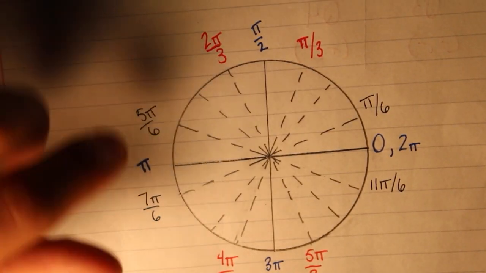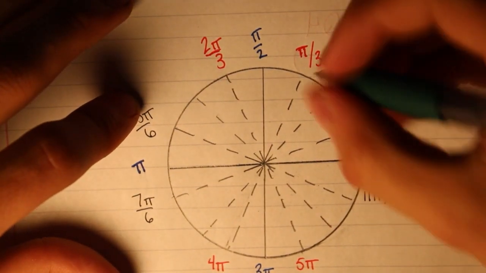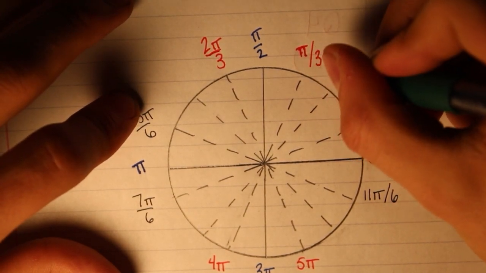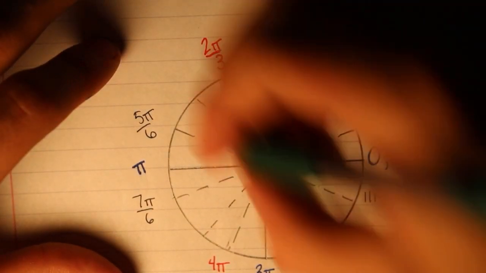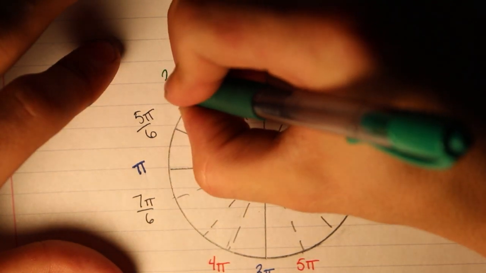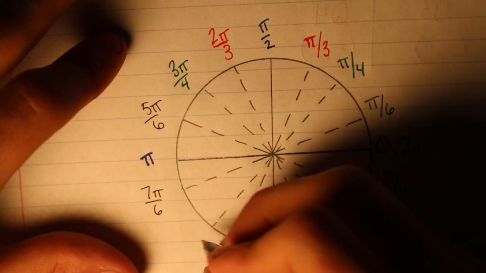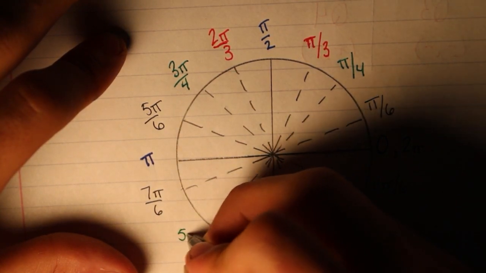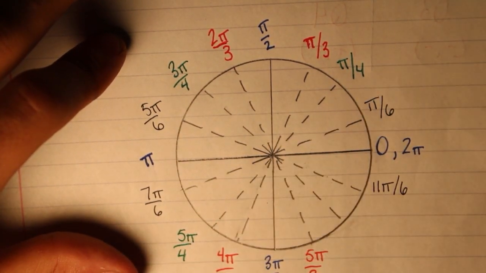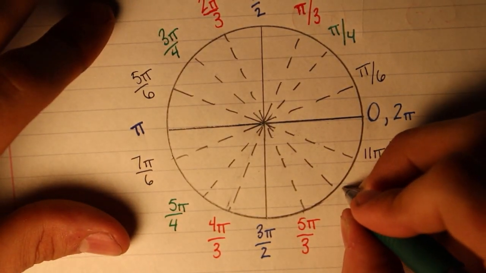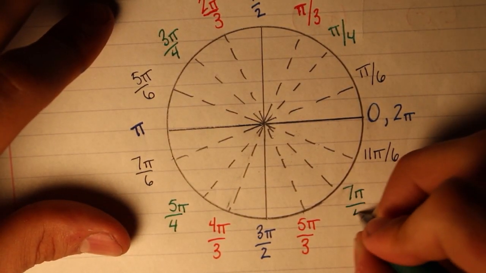All right? And last but not least, this is pi over 4. This is 3 pi over 4. This is 5 pi over 4. And this is 7 pi over 4.